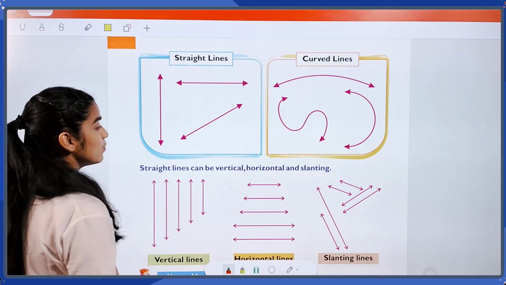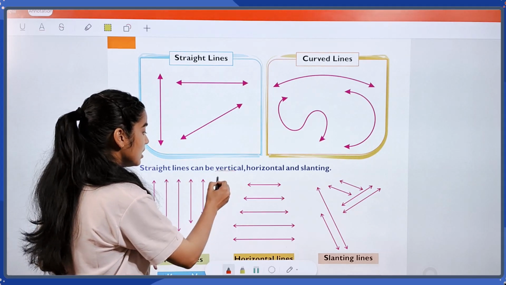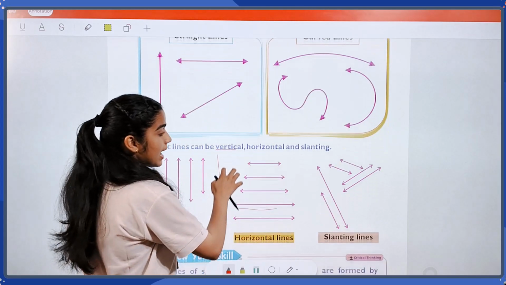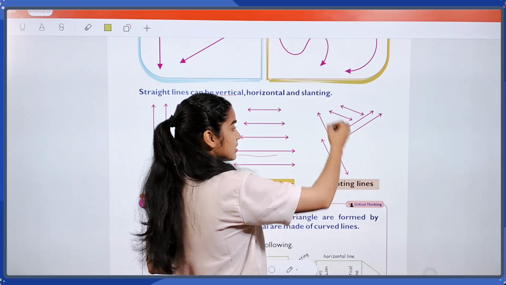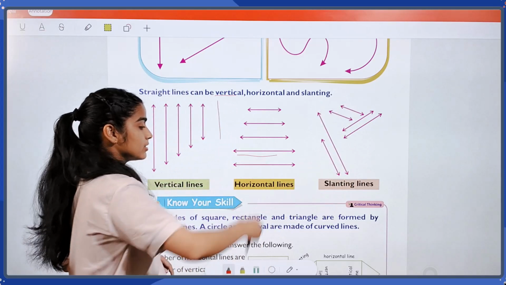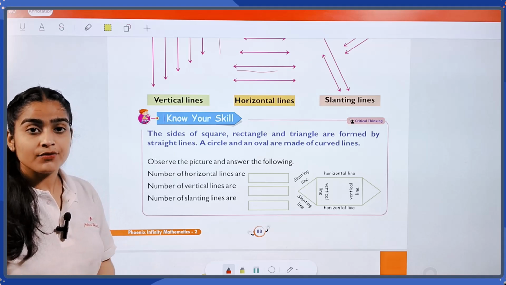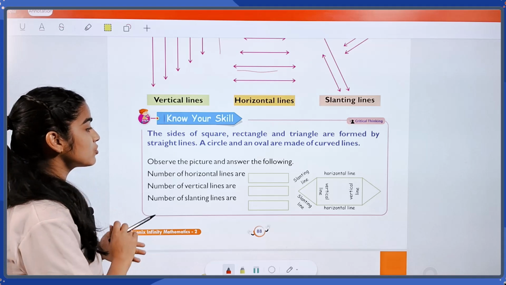Straight lines can be vertical. Vertical means a standing line. Horizontal means a sleeping line. And slanting lines are these, which look like your slanting seesaw, right? So know your skills. Now you have to evaluate and examine yourself on how much you have learned till now.